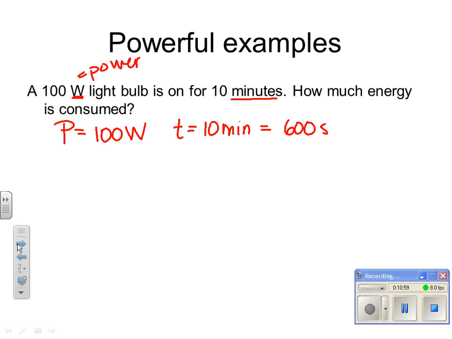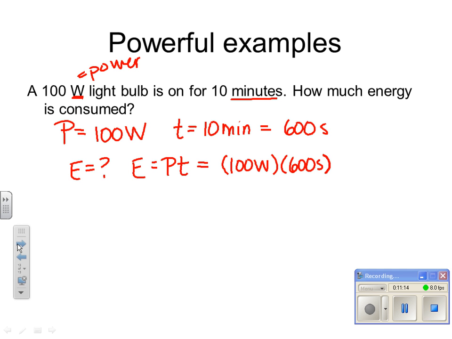So this 100-watt light bulb, energy is what we're trying to find out. Energy is power times time. And so that 100-watt light bulb runs for 600 seconds. And so we get a whole lot of joules. 60,000 joules. Lots of energy.